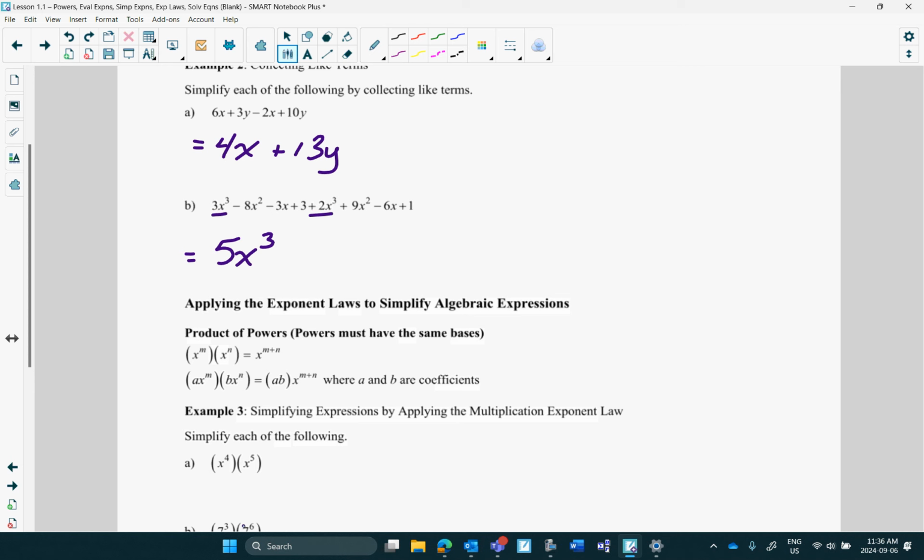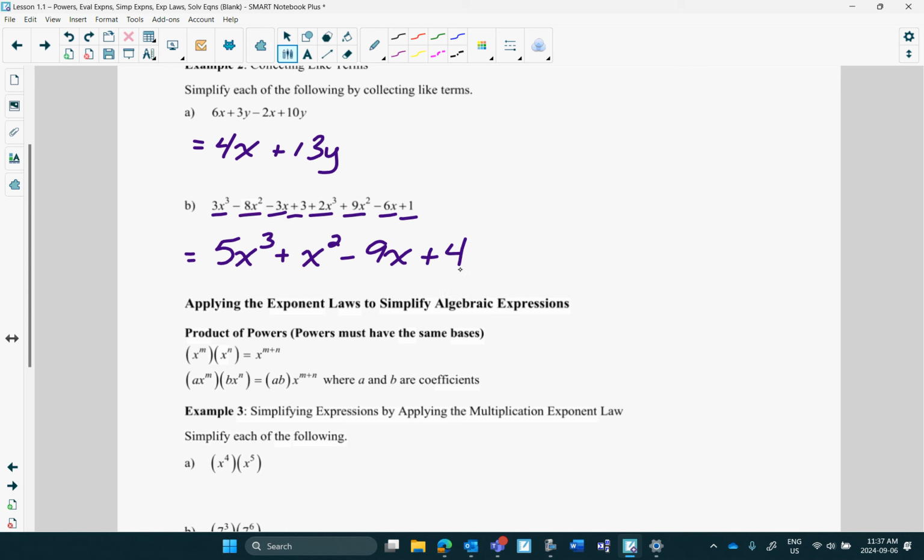I've got -8x squareds and 9x squareds, positive 9x squareds. 1x squared, or you can even write just x squared. If you put the 1 there, that's fine too. I've got negative 3x's and negative 6x's. Negative 9x. And I've got some numbers, some constants, 3 and 1.